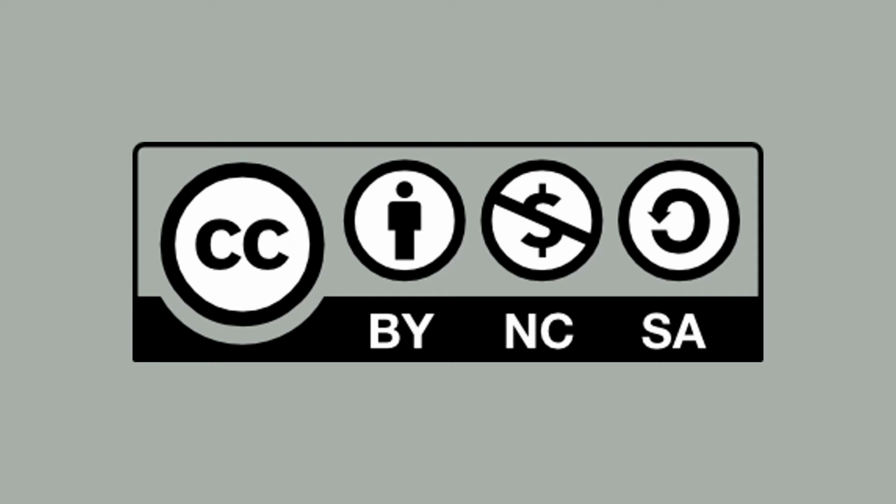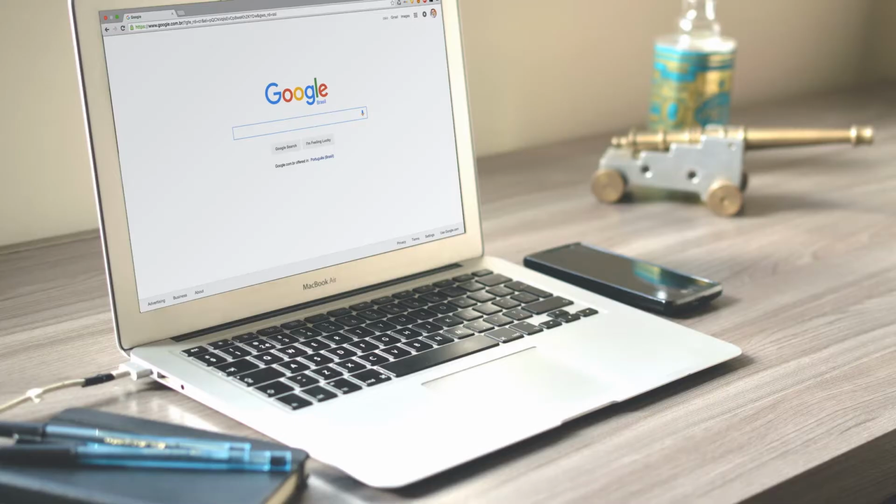Then we have share alike, where iterations of the original work must be made available under the same license terms. Non-commercial, meaning the work cannot be sold at a profit or used for commercial means. And no derivatives, meaning the work cannot be altered or remixed, and only identical copies can be redistributed without additional permission.